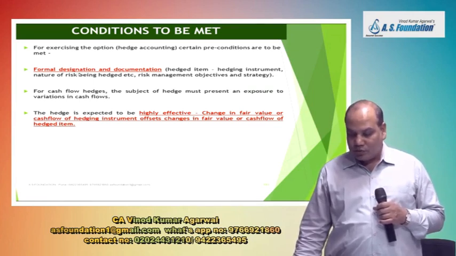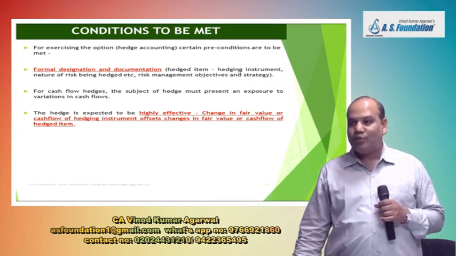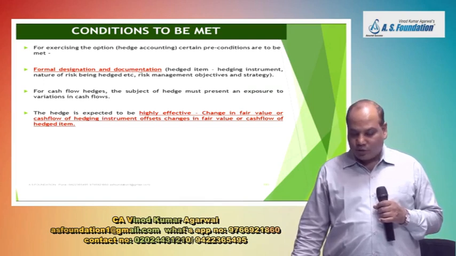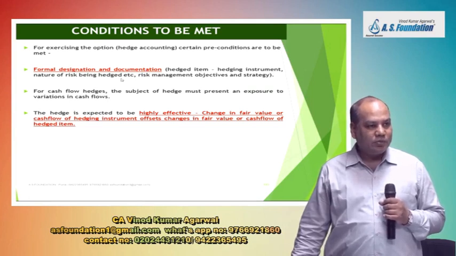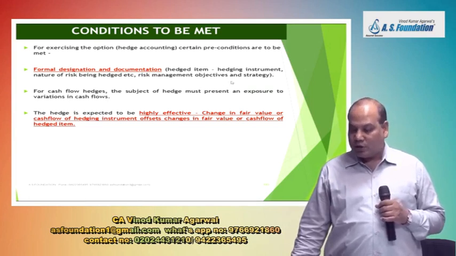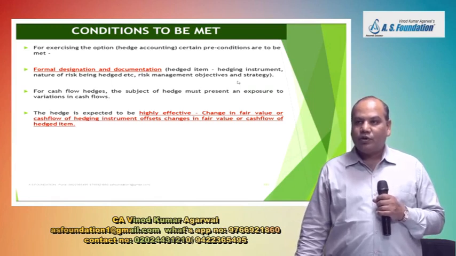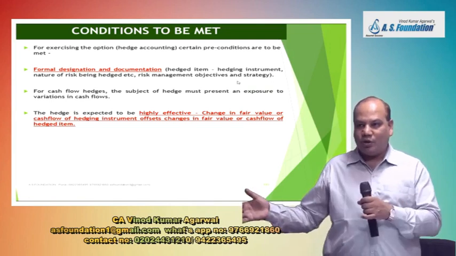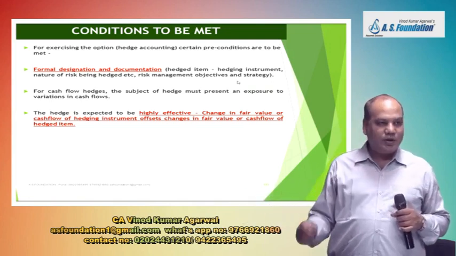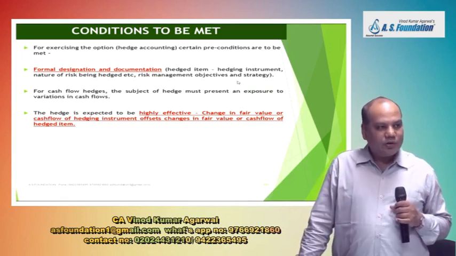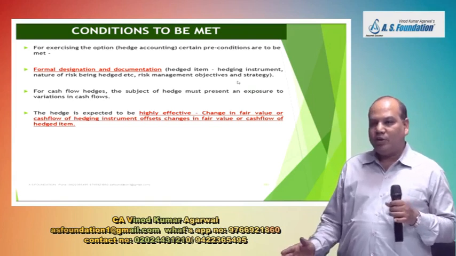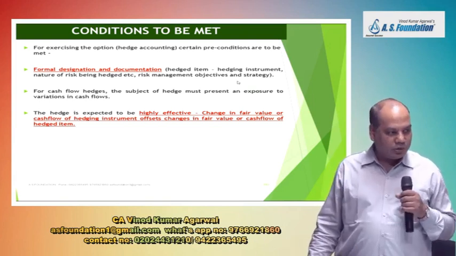Management has to make a list of hedging instruments they want to use for hedging, and then they have to do the documentation. What documentation? Nature of risk being hedged. What is the risk management objective and strategy? This they have to write down, and the auditor will review whether the company has actually entered into a formal designation and documentation of their risk management philosophy. This is usually done at board level, but may be done at a higher level other than board also.